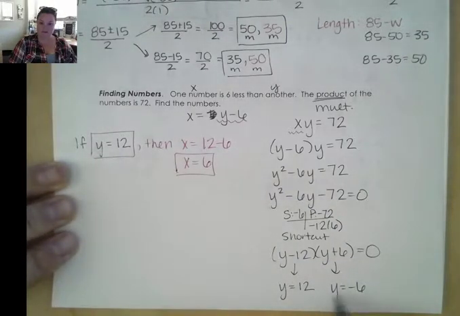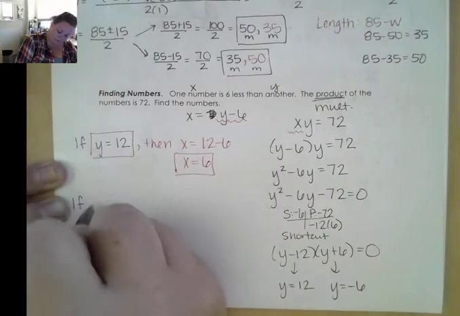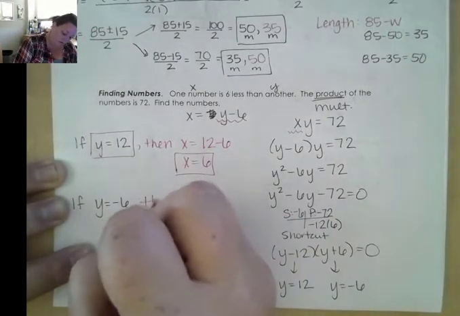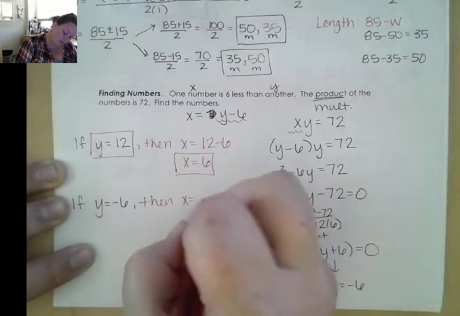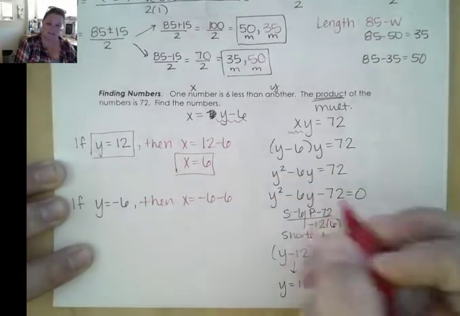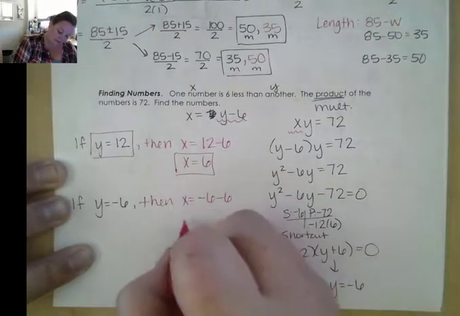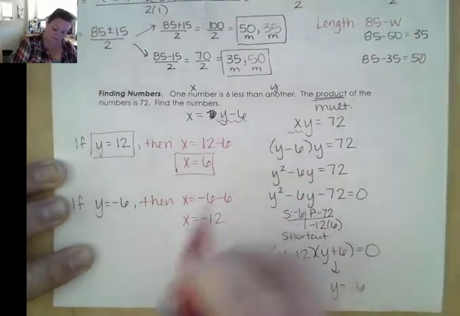Then we have to check our second pairing. If y equals negative 6, then x is equal to negative 6 minus 6. Again, just plugging it into what we know x to be. So that means that x is equal to negative 12.